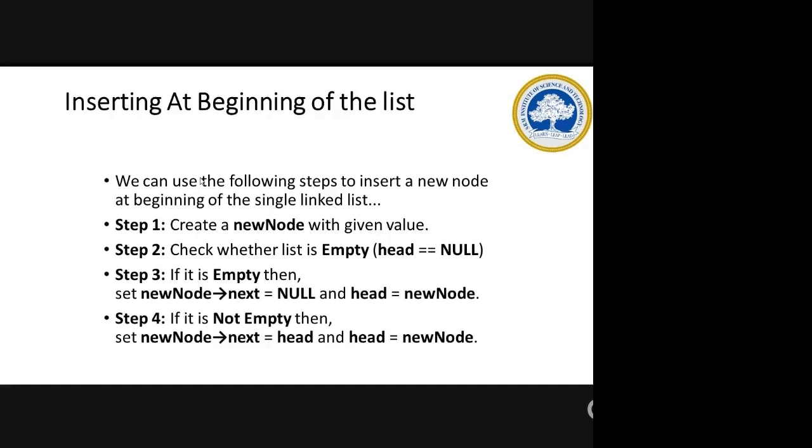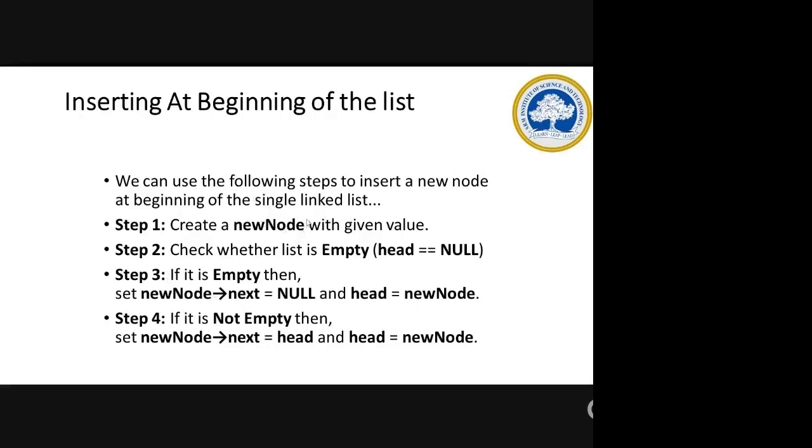First check whether your list is empty. List is empty means your head should be null. If it is empty, that means your head is null. Then your pointer will be like this. You have already created a next pointer. So how you have to set it in the code is to set your new node. That is, the new node is the node which you are creating.